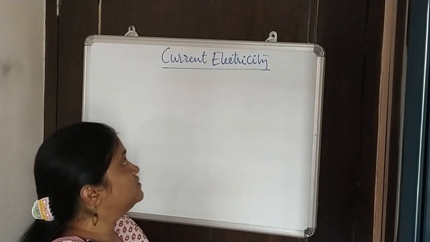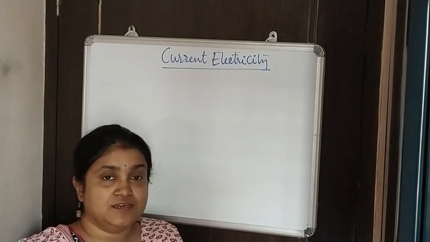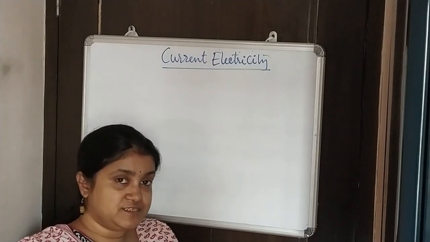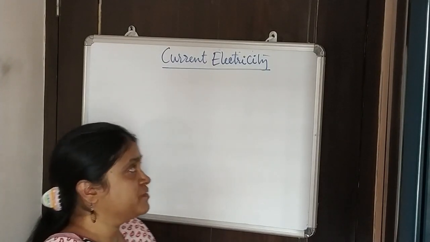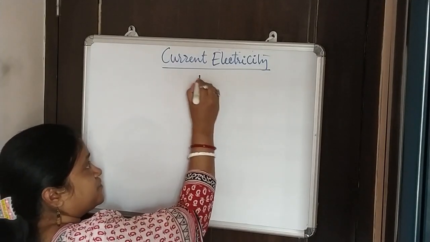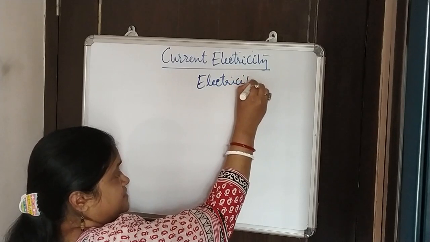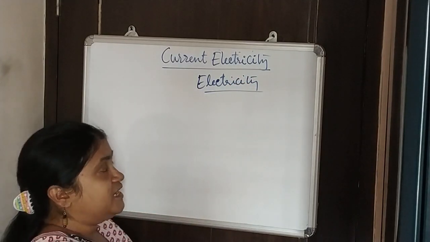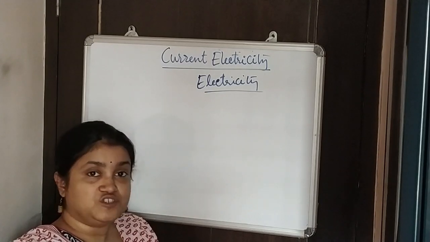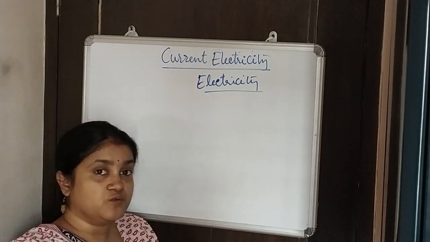Today we'll start with the next chapter, which is current electricity. In this chapter, the very first thing for us to know is what is electricity. As we already knew from our previous concepts, electricity is a flow of charge. Current electricity is nothing but flow of charge.